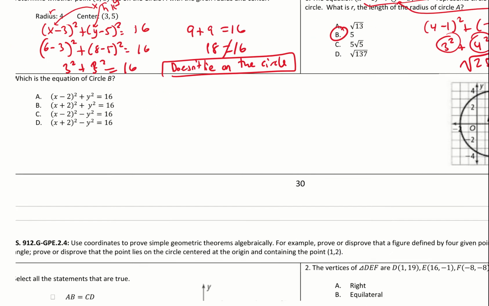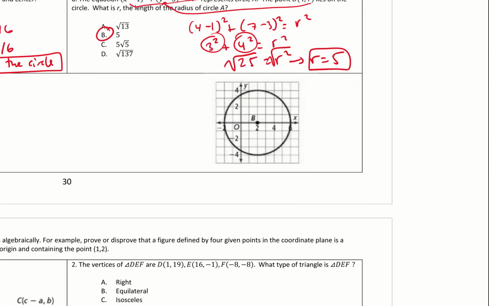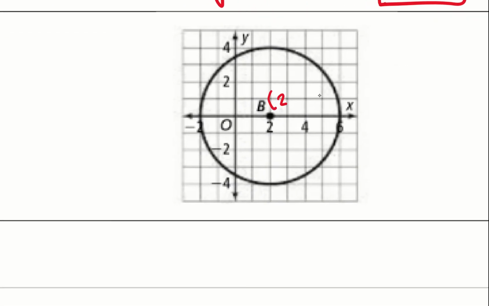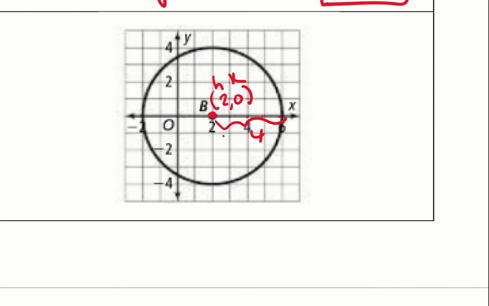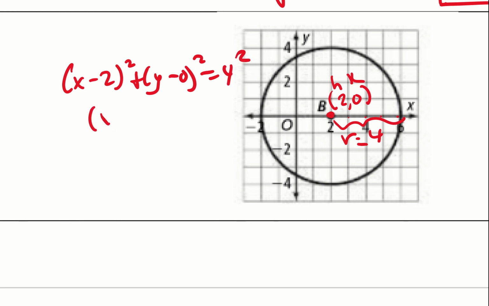All right, so we're looking at this last question here, which is the equation of circle B. So we're just going to find the equation of the circle. We know that the center is this here, and it's (2, 0). So that's h, k. We know that the radius is 1, 2, 3, 4 units across. And so now we got the radius. So then the equation has to be (x minus h) squared plus (y minus k) squared equals r squared. So it's (x minus 2) squared plus y squared equals 16.